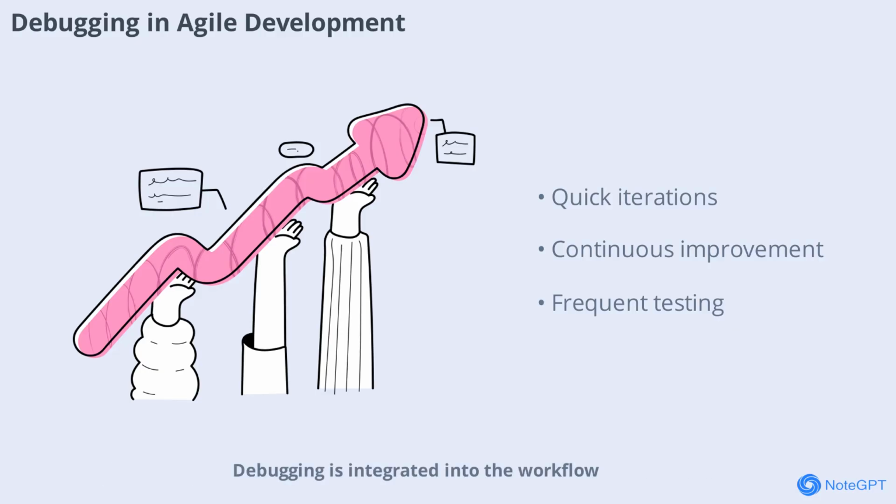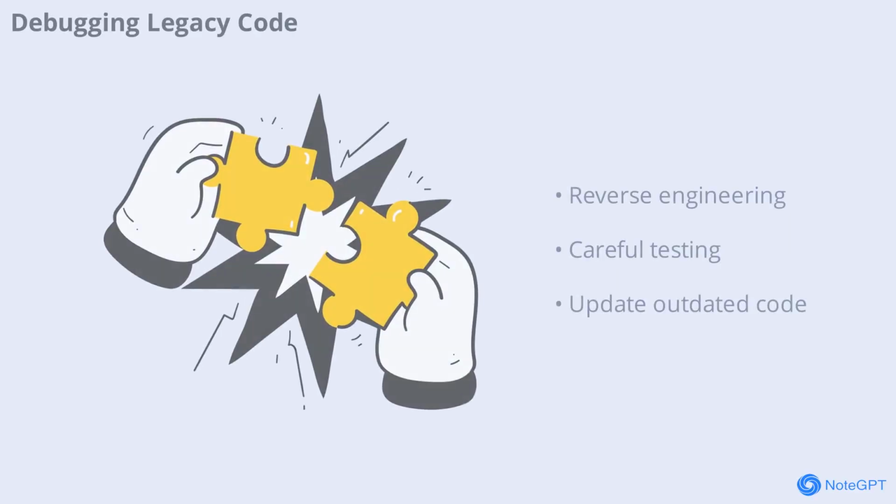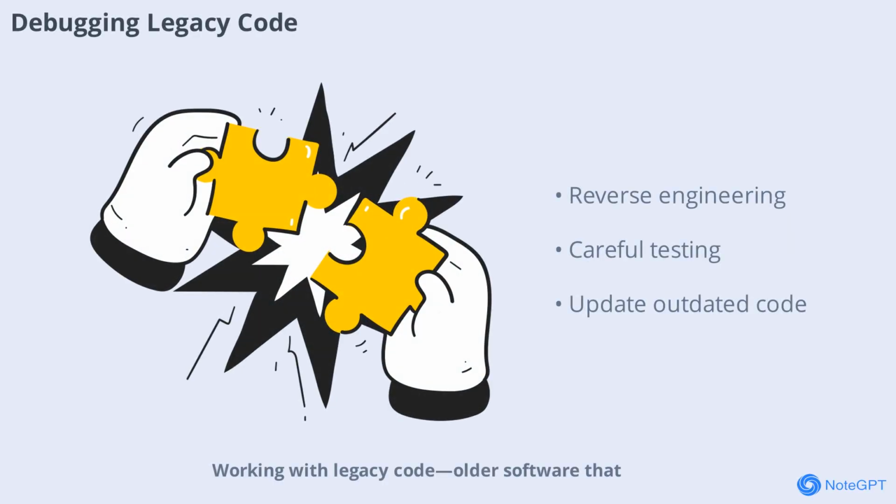Debugging is integrated into the workflow with frequent testing and feedback loops. This approach helps catch bugs early and ensures that software evolves smoothly over time, adapting to changing requirements. Working with legacy code, older software that may not be well documented, presents unique challenges. Debugging legacy systems often involves reverse engineering, careful testing, and sometimes updating outdated code.